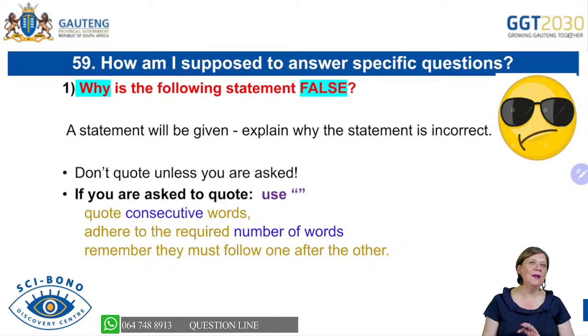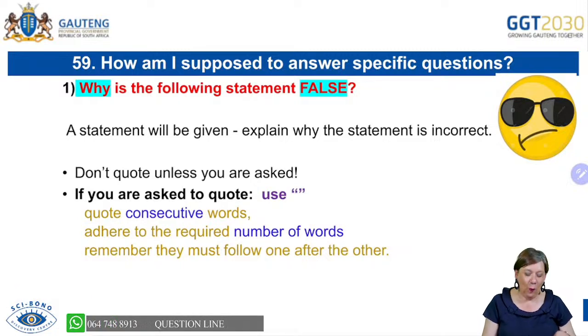Usually, we will limit you to a certain number of words, 3, 5 words. Now, we will use the word consecutive. Consecutive means one after the other. So if you choose 5 words, they must follow each other in the line, one after the other, and stick to the number of words we give you.